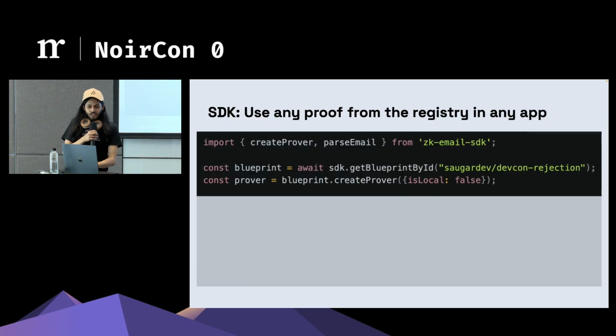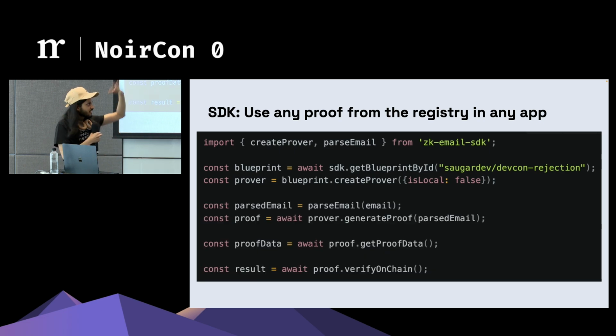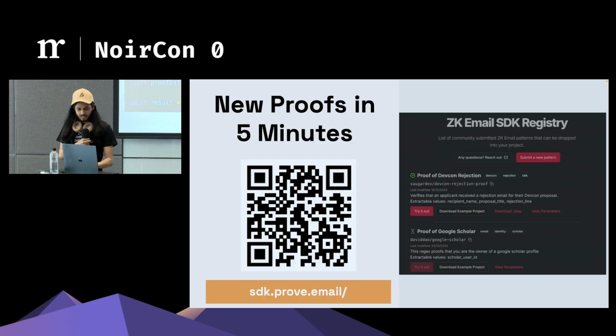Okay, sweet. And so now you have all these proofs. Now the SDK makes a lot more sense. You just select any one of these, define if you want to be local or not, and the proof happens. And if people want to try this out, you can go to a beta version of this at sdk.prove.email. This should really be registry.prove.email, but I need the URL later. And we'll update this to have the new UI quite soon.